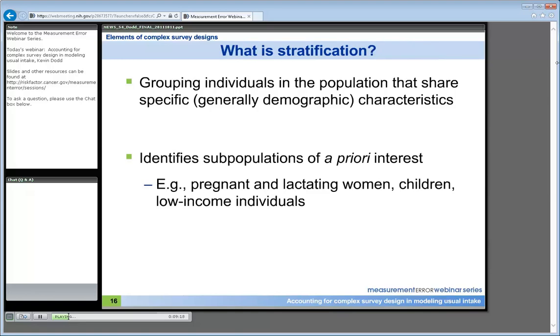In the last two webinars, we've talked about performing stratified analyses to get subpopulation estimates. Well, that's what we're talking about here. Stratification means grouping individuals in the population into more homogeneous groups that share specific characteristics, usually demographic characteristics. And you usually do this in the context of identifying subpopulations of a priori interest. For example, pregnant and lactating women, or children, or low-income individuals.